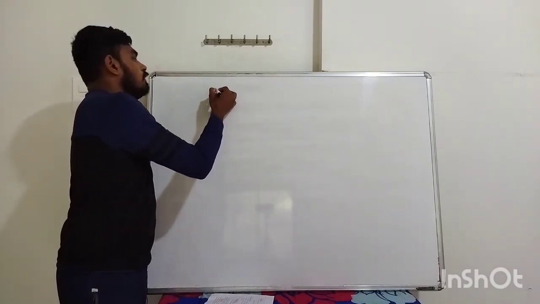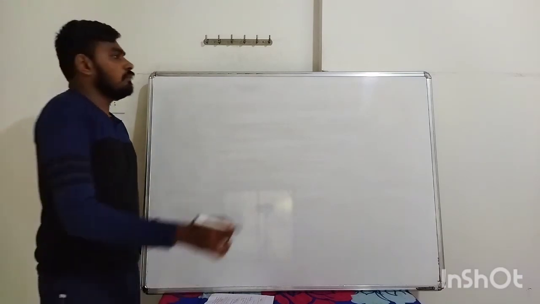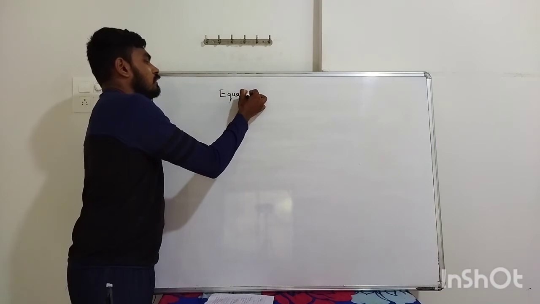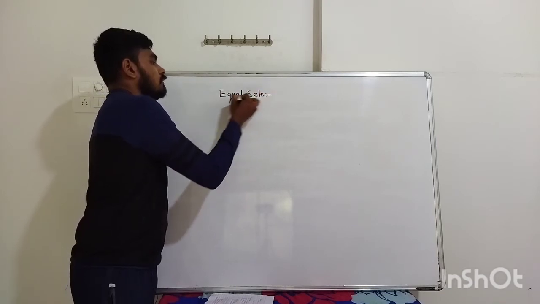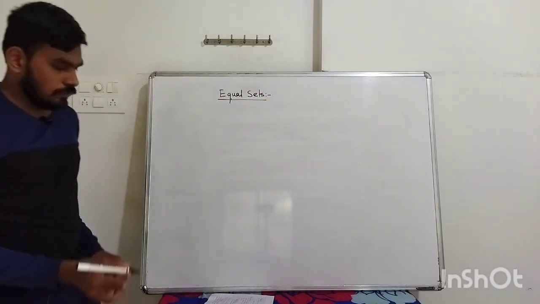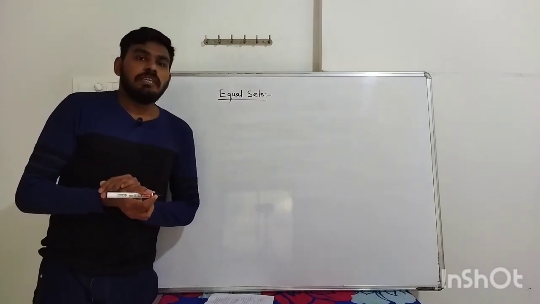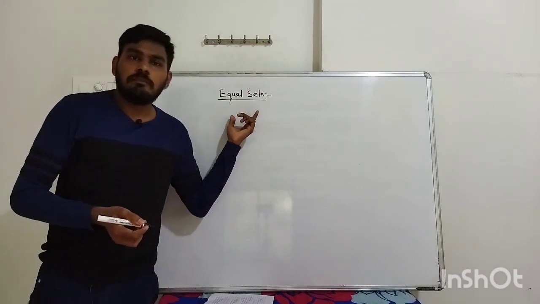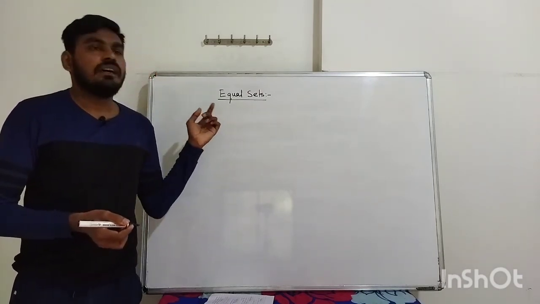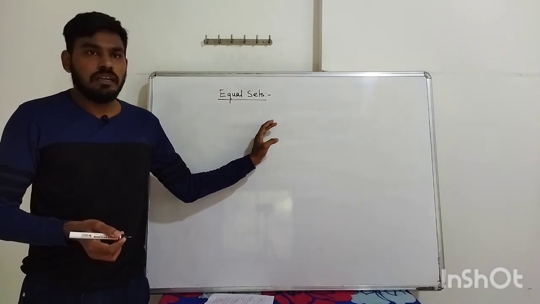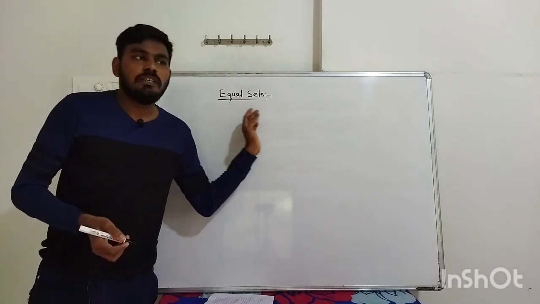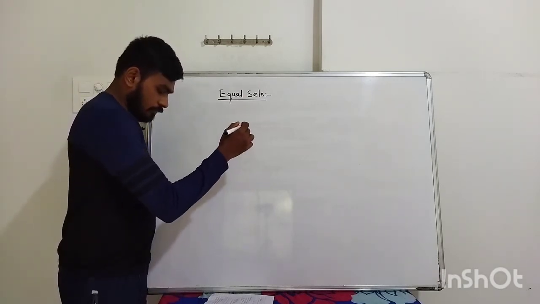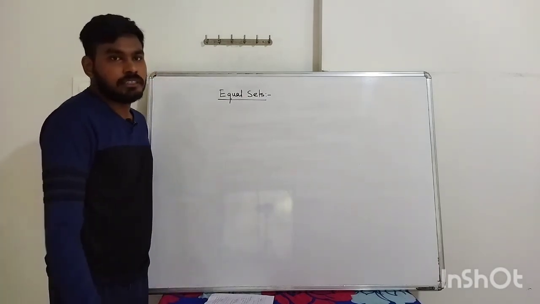Next, we learn what are equal sets. Two sets will be equal if the elements which are present in those sets are equal. And in that we don't see the arrangement of elements. Just remember, they must have exactly equal elements.